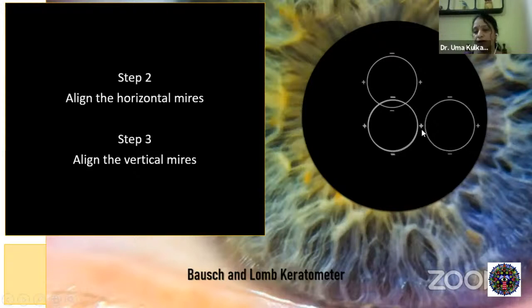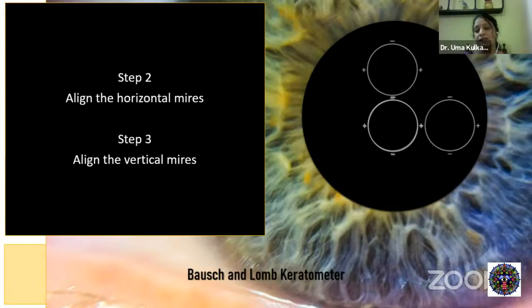You have to make sure that the plus signs of this mirror and the horizontal mirror are fused together well. The next step is move the vertical one. When you move the vertical, you should see that the minus sign of this and the minus sign of this mirror are exactly opposing each other. If we don't take care to make sure that these are exactly opposing each other, aligned, overlapping each other, you will not get a correct reading.